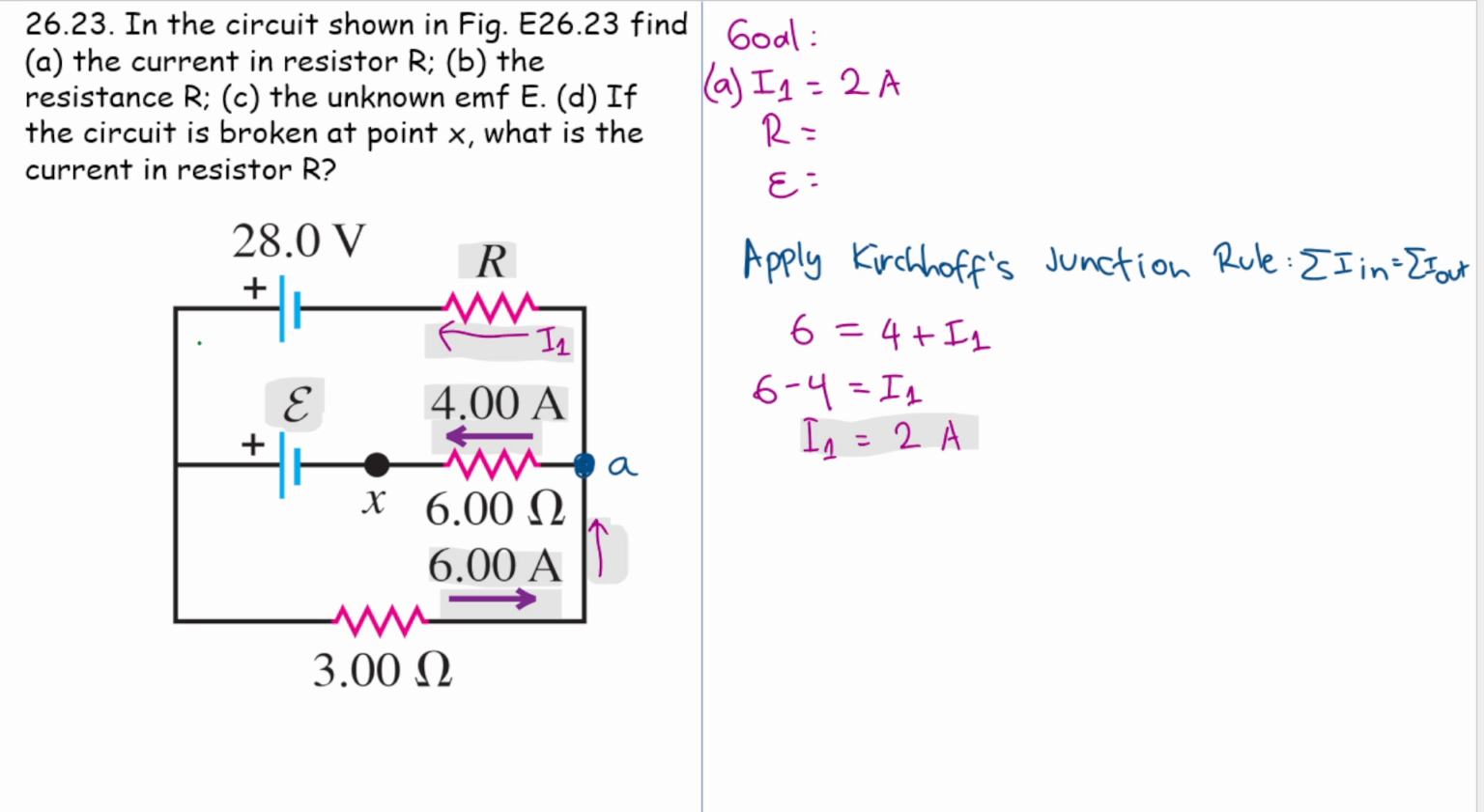Let's do exactly that. I want this to go counterclockwise, just following the direction of I1. Let's name this loop loop 1. Then I also want to follow the direction of this 6 ampere current, so this one goes clockwise. We will have this as loop 2.